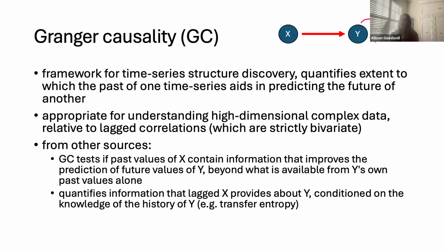And so just from other sources, Granger causality tests if the past values of X contain information that improves the prediction of future values of Y beyond the information that's already available from Y's own history. Or it quantifies the information that a lagged X provides about Y, conditioned on the knowledge of the history of Y. And if that sounds familiar, it might be because you've heard of transfer entropy before. So that's the definition of transfer entropy.